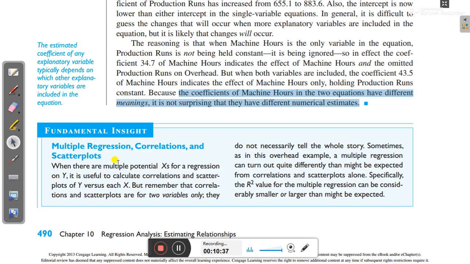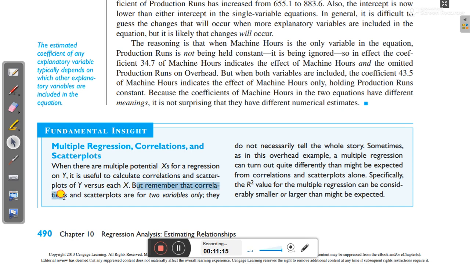So in the case of multiple regression, there are some insights from correlations and scatter plots. When there are multiple potential x's, meaning explanatory variables, for a regression of y, it is useful to calculate correlations and scatter plots of y versus each x. You can try to find the correlations of every explanatory variable with y.